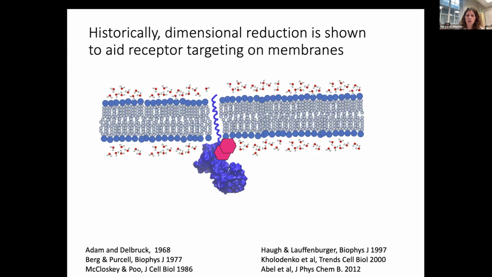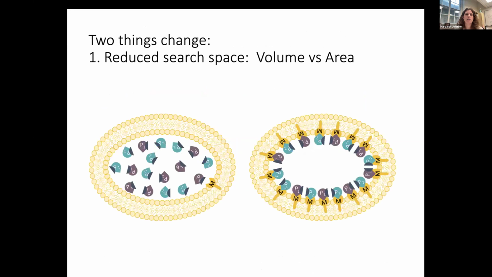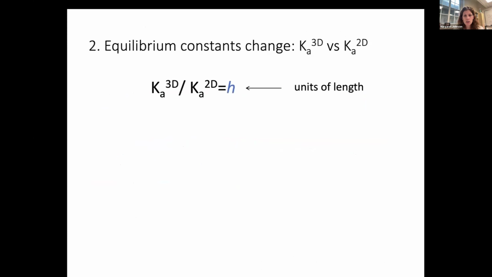And so we generalize this problem to think about self-assembly. So you're not necessarily trying to find a target, you're trying to find your partner. And if you and your partner can both move from 3D to 2D, you can potentially have a huge gain in the reduction of search space. So your search space changes. Also, the equilibrium constant changes. And again, this has units of length.